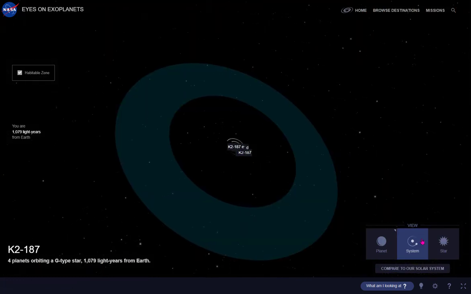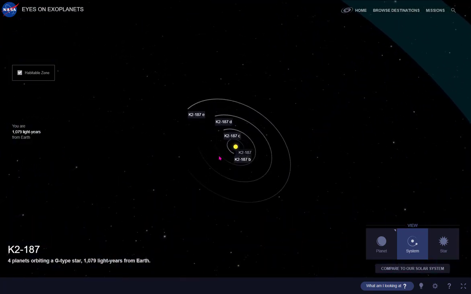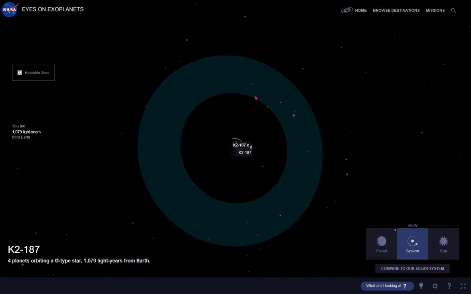When you come here and look at the system view, you see the star in the center and the orbits of the 4 known planets around it. Now we're in a system over 1,000 light years away from Earth. And what we see here is what is called the habitable zone. This is the region in which the temperatures of the planet could be suitable for life as we know it. So between 0 and 100 degrees Celsius, where we can get liquid water.